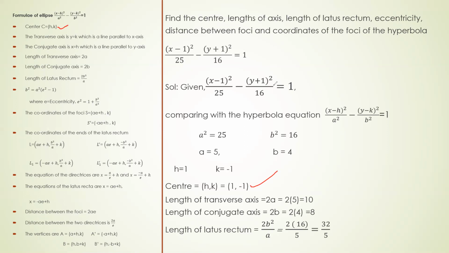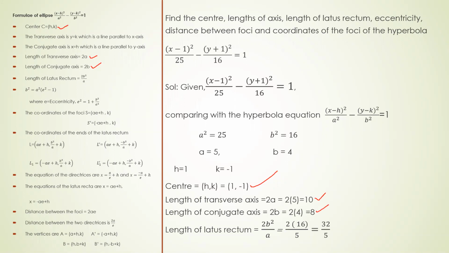Next, they have asked you to find the lengths of the axes. Here there are two lengths, transverse and conjugate. The length of the transverse axis is given by 2a, whereas the length of the conjugate axis is given by 2b. These are the lengths of the axes. So 2 into the a value, which is 5, is 10. Similarly, 2 into the b value, which is 4, is 8.